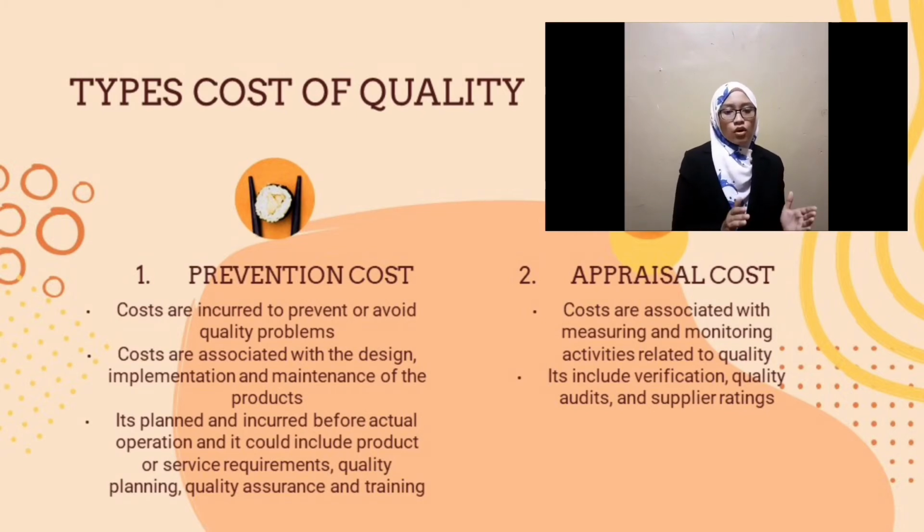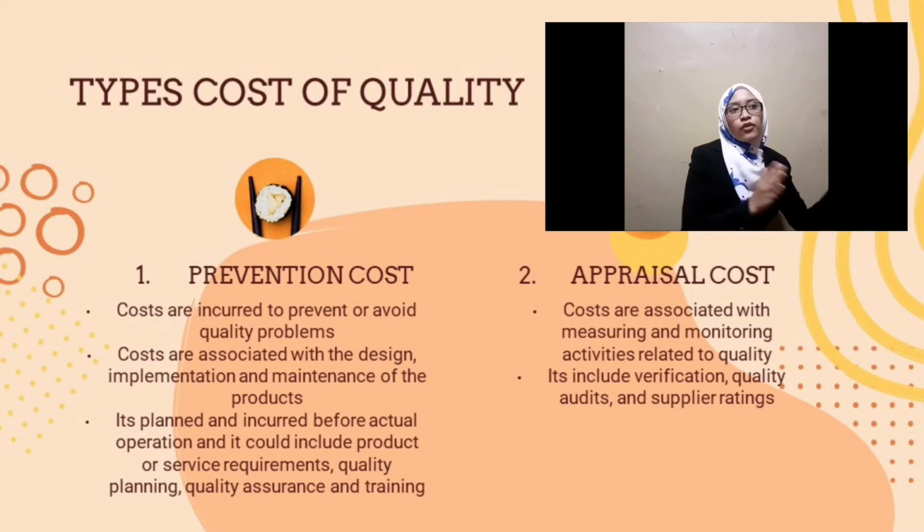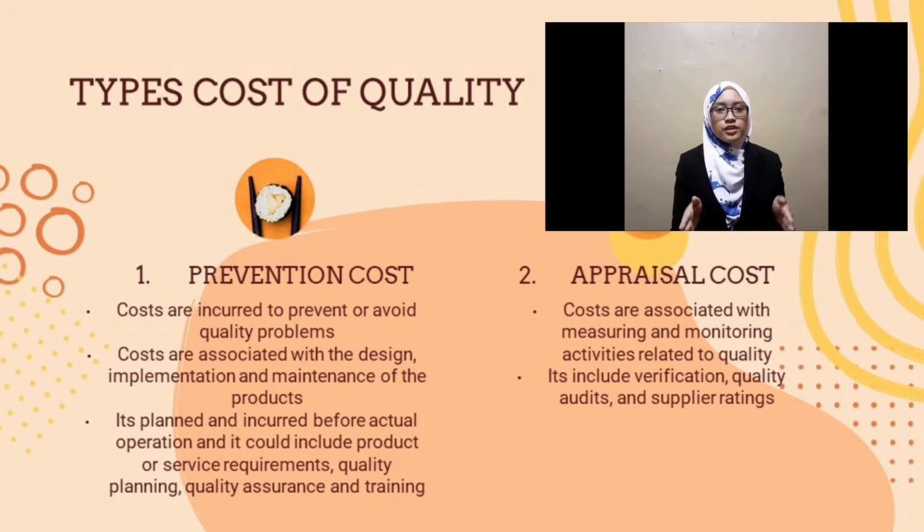Okay, the next cost is the appraisal cost. Appraisal costs are costs associated with measuring and monitoring activity related to quality. Basically, prevention is before we start the process. Appraisal cost is during the process, which is the cost that we incur to monitor the activity. Okay, it will include things such as verification, quality audit, and supplier ratings.